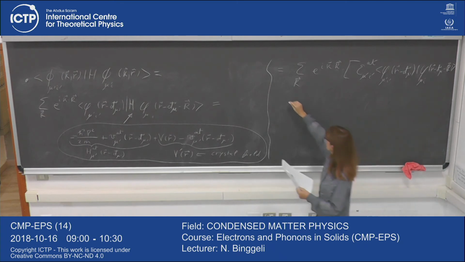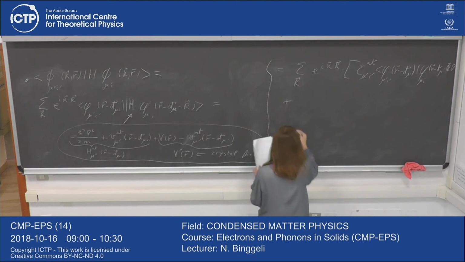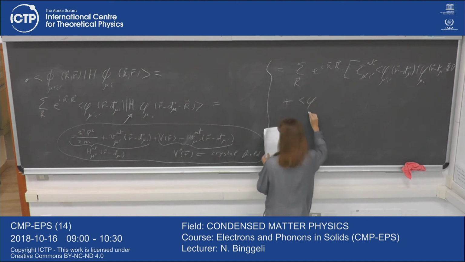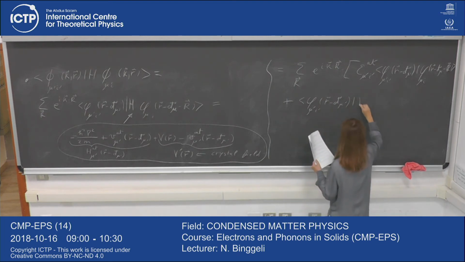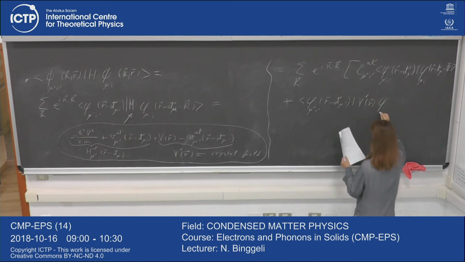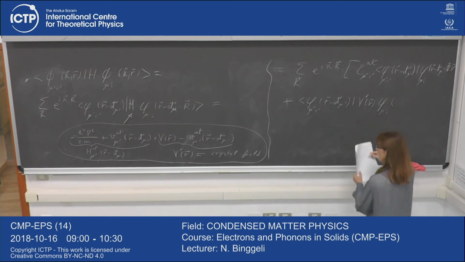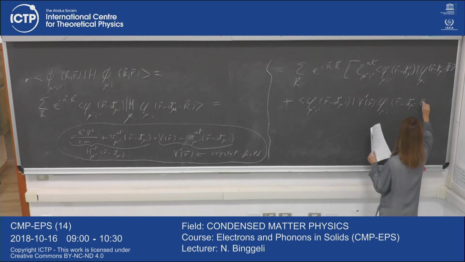Atoms. And then the second part that comes from the crystal field will give me the matrix element phi mu prime I prime of r minus d mu prime, crystal field delta V of r, phi mu I of r minus d mu minus capital R.